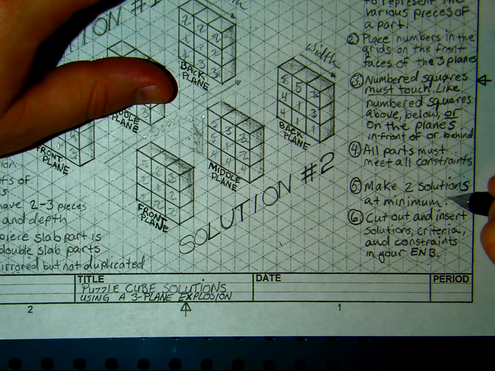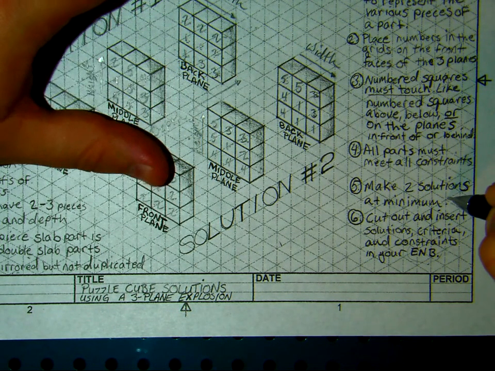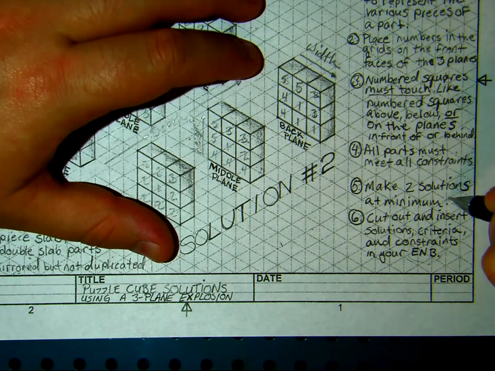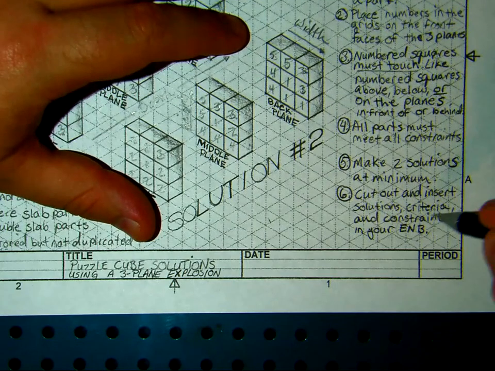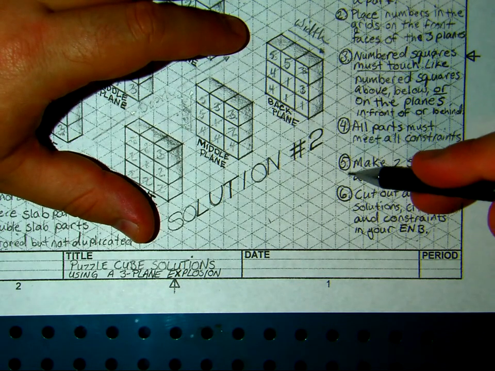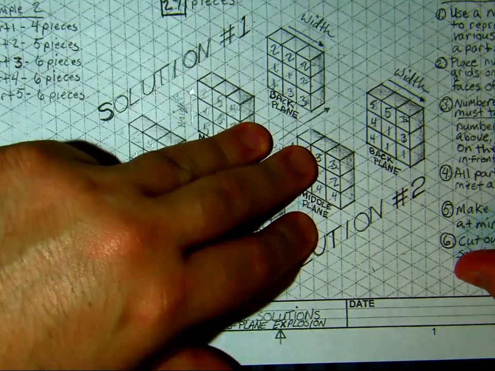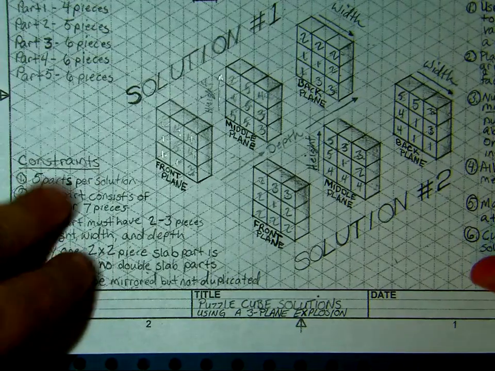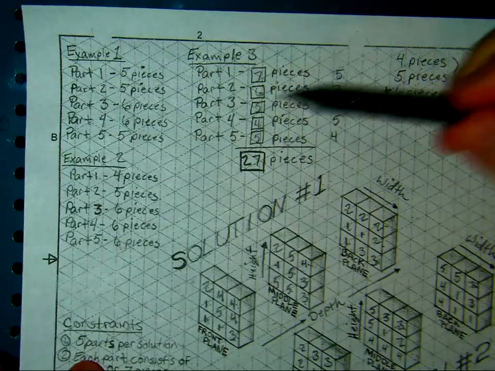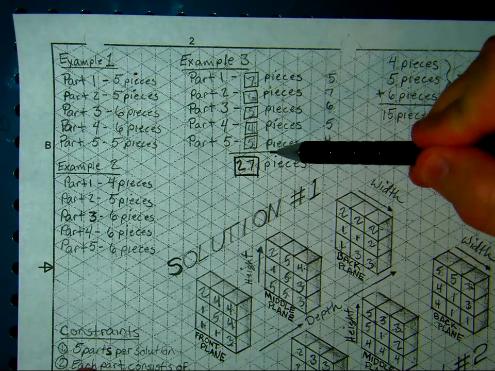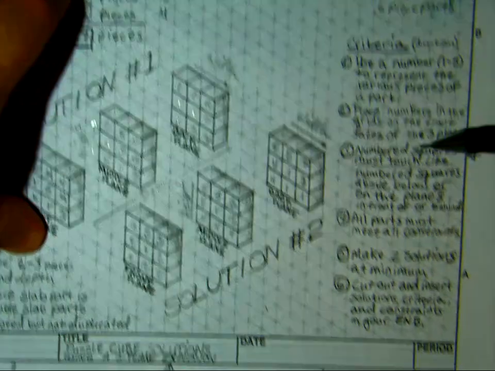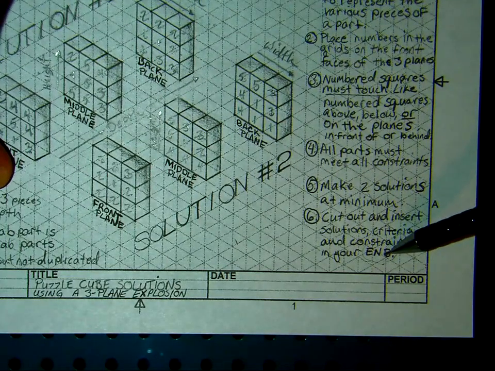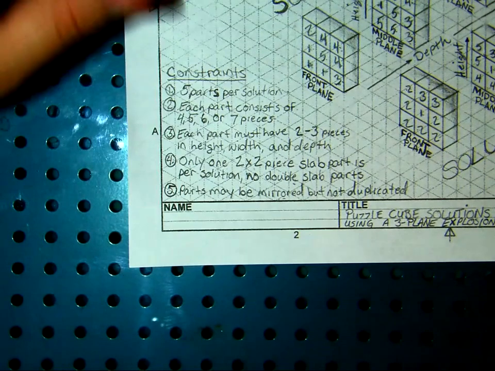I have to make at least 2 solutions, but I'm welcome to make more than 2 if I print out another sheet. Make as many as you want. Then I'm going to cut out all of what these criteria say. I'm going to cut out both solutions, and I'm going to cut out my constraints. I also recommend to you to record this information and place those cutouts and that recorded information in your engineering notebook. Let's look at the constraints.